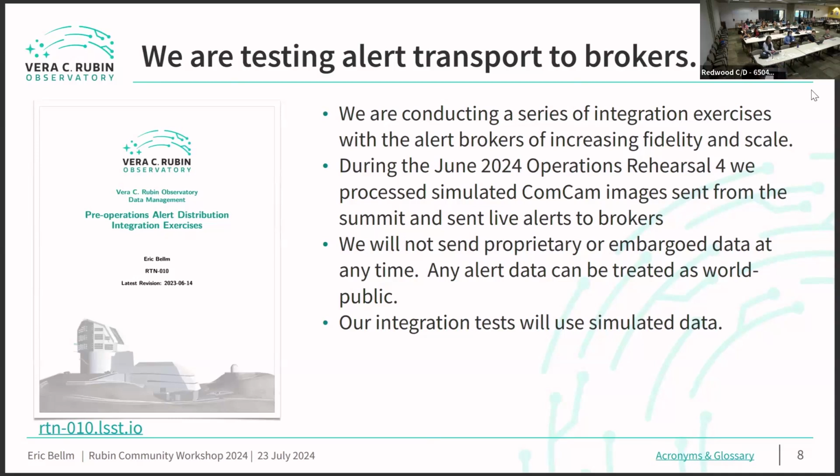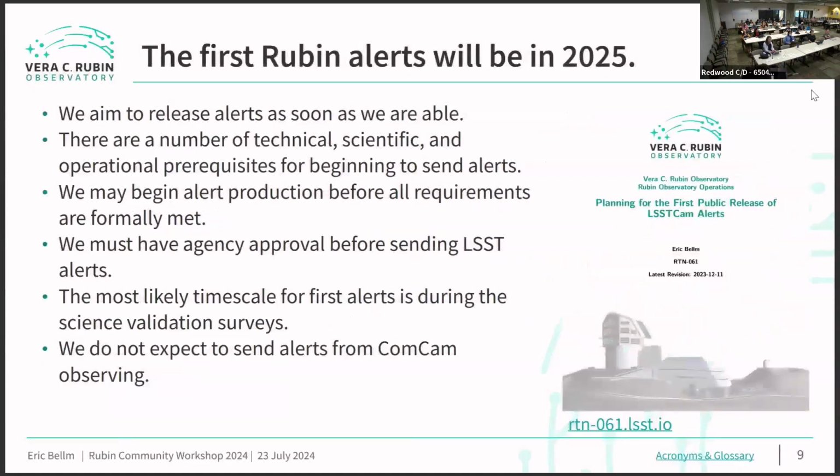All of this alert data we're treating as world public, and so we're going to focus on simulated data until we're ready to send the real alerts. There will be a milestone: the first release of public LSST-CAM alerts. There's a document here, RTN 61, that talks about what we have to get ready for that. In particular, we need a formal approval from the agencies to start that. And so as a result, we will not be sending any alerts from ComCam. First alerts will be from LSST-CAM.